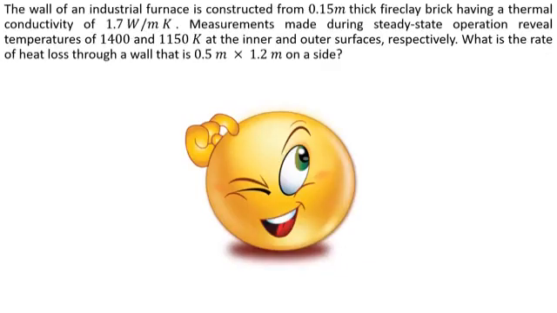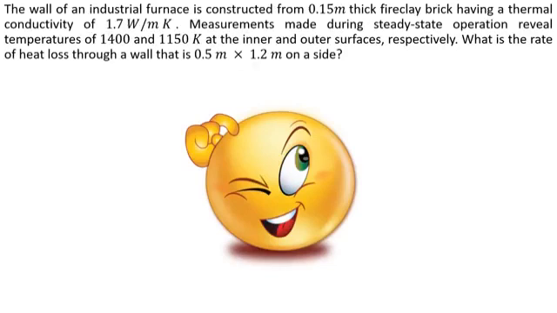Now we are going to solve one solved example from our book by Incropera and DeWitt. This is example 1.1. The wall of an industrial furnace is constructed from 0.15 meter thick fire clay brick having a thermal conductivity of 1.7 watt per meter Kelvin. Measurements made during steady state operation reveal temperatures of 1400 and 1150 Kelvin at the inner and outer surfaces respectively. What is the rate of heat loss through a wall that is 0.5 meter by 1.2 meter on a side?